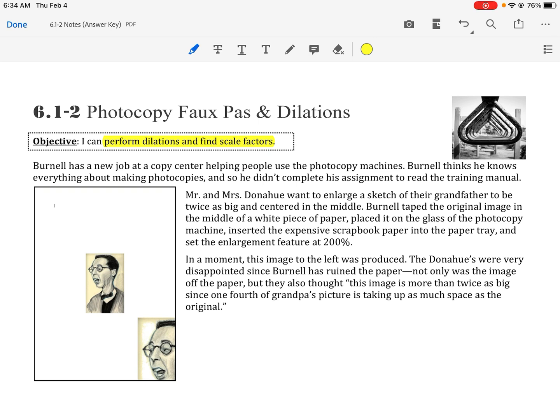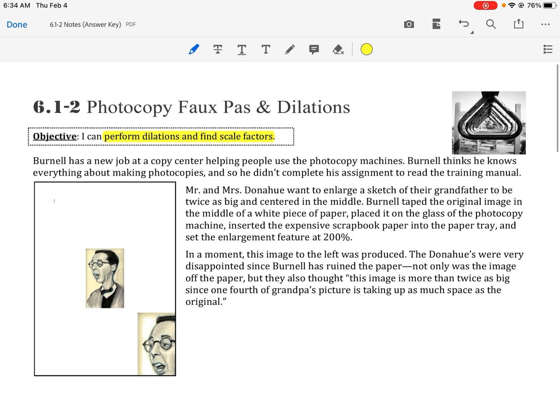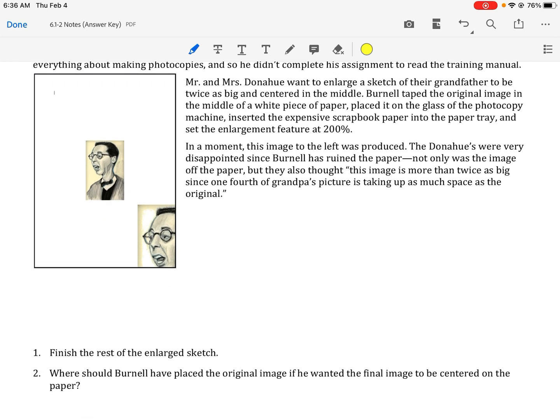In the moment this image to the left was produced, the Donahues were very disappointed since Brunel had ruined the paper. Not only was the image off the paper, but they also thought this image is more than twice as big as the original, since 1/4 of Grandpa's picture is taking up as much space as the original. So now let's go ahead and see some questions. They first say to sketch the rest of the large image.